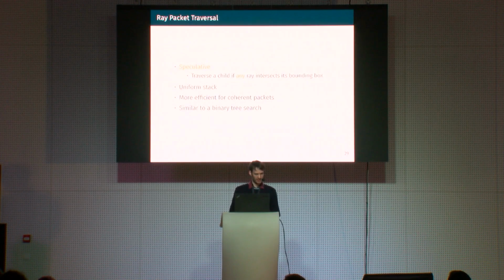So we start with ray packet traversal. The ray packet traversal is a speculative way of traversing your tree. You traverse a child if any ray in the packet wants to intersect the child, in fact. Because of this, as I said, it's more efficient for coherent packets, but more importantly, it's really similar to a binary tree search. You have a binary tree, you want to search: is this element in my tree? It's really similar to that. And so I'm going to continue the example and the demonstration with binary tree search because it's simpler and fits in the slide.